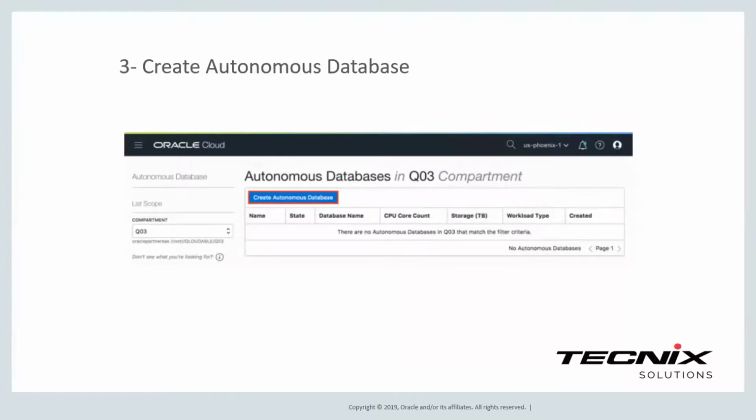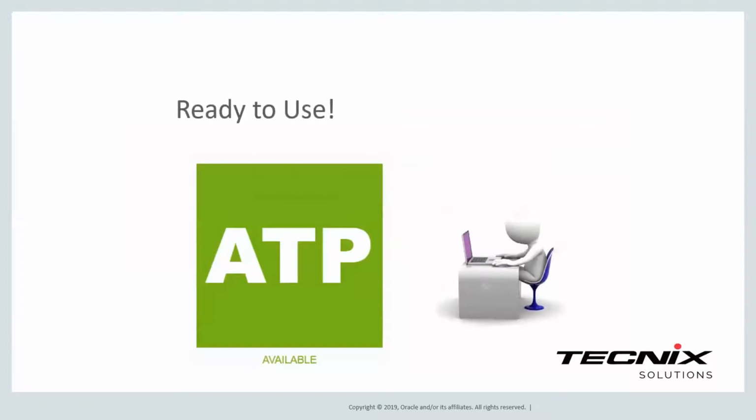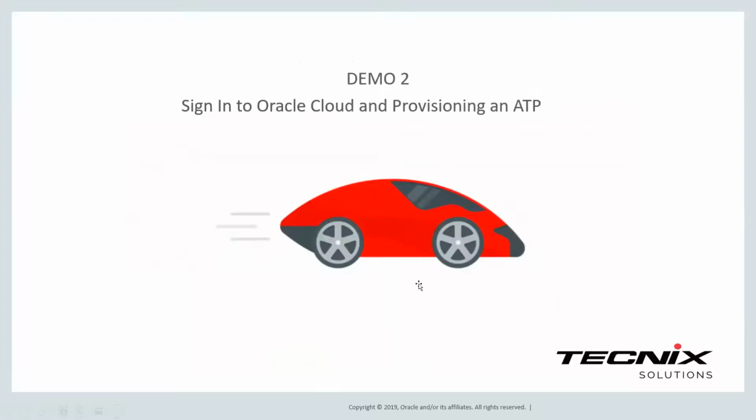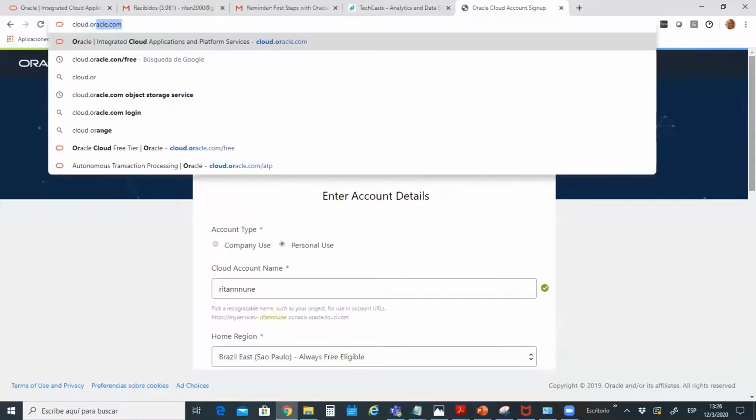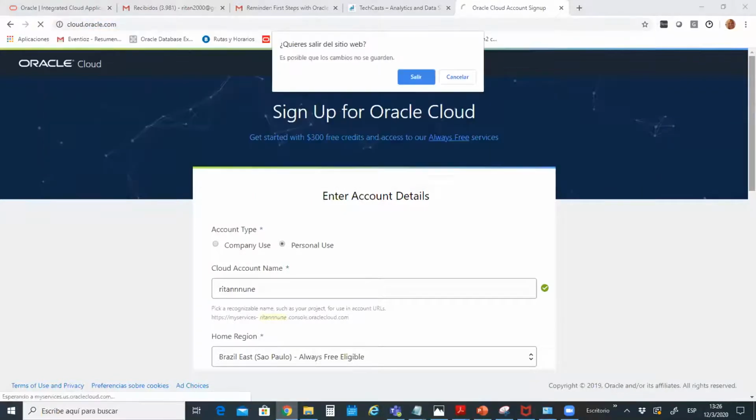After that, we are going to create an Autonomous Database by pressing this button. And when we have our ATP in green, it is available to use. I am going to show you in my second demo how to create your Oracle Autonomous Database. So here, cloud.oracle.com.